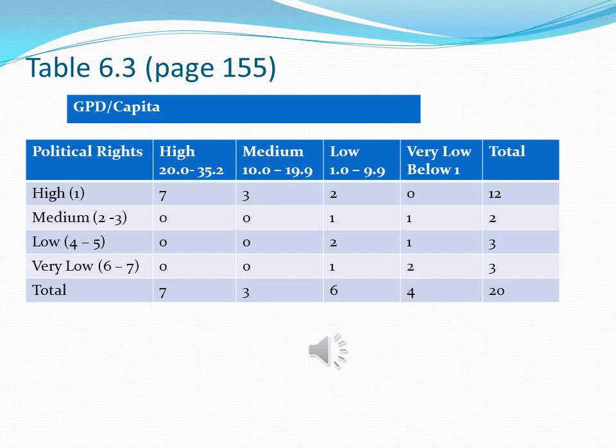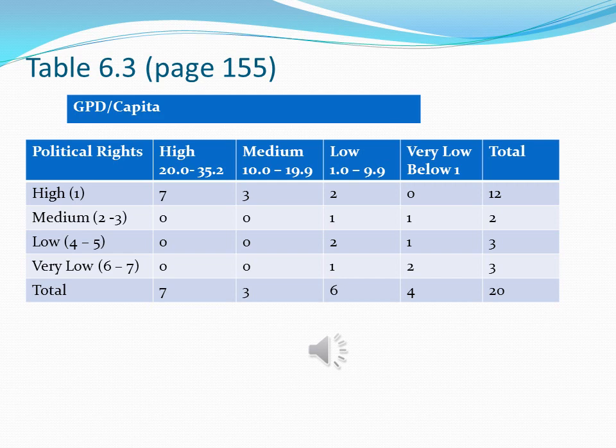As you see the total column on this, what that's doing is adding the row. That's each row total. For example, the high, the one, that's 7 plus 3 plus 2 plus 0 equals 12. For the medium, again working left to right, 0 plus 0 plus 1 plus 1 equals 2. Working left to right again on the next row, which is entitled low, 4 to 5, that's 0 plus 0 plus 2 plus 1 equals 3. Very low, that's 6 to 7 for the political rights, that's 0 plus 0 plus 1 plus 2 equals 3.